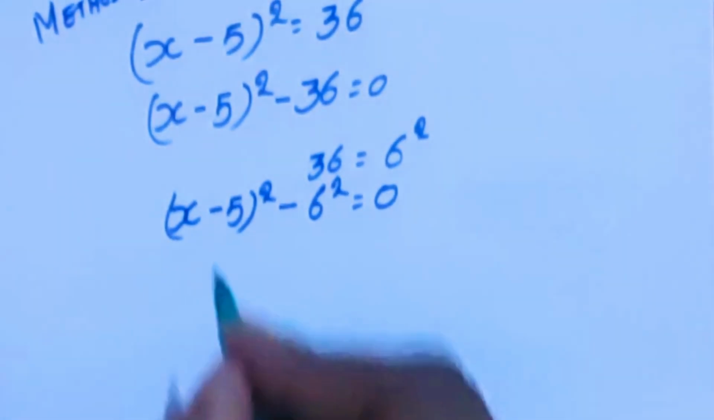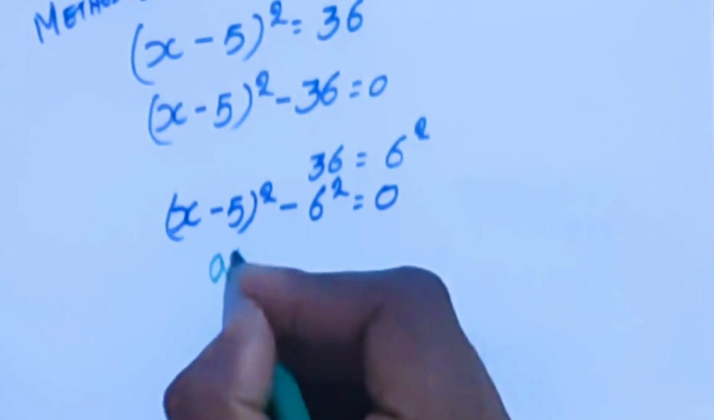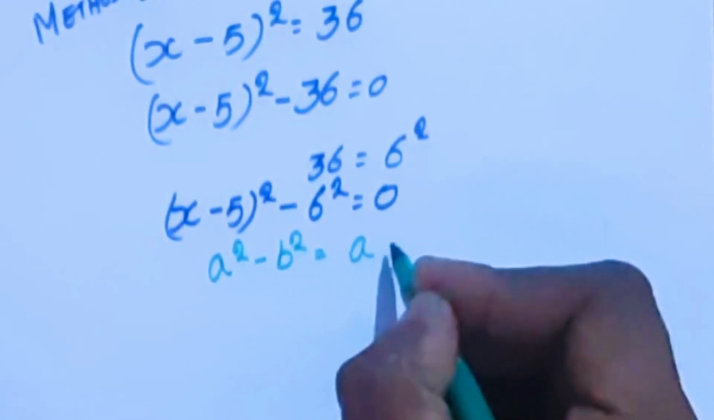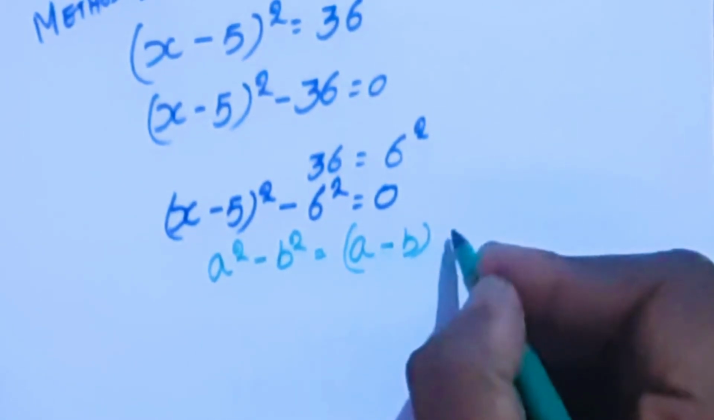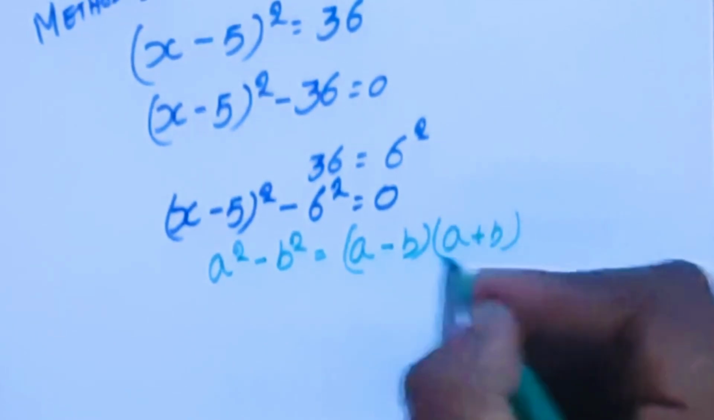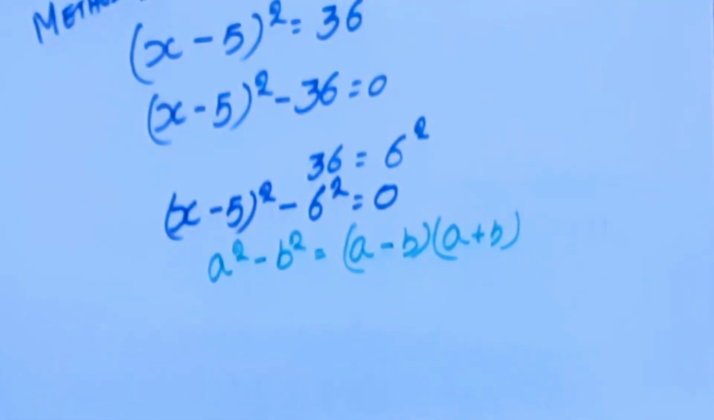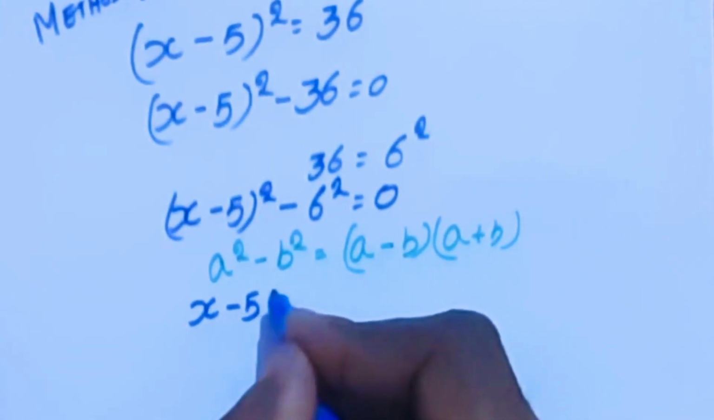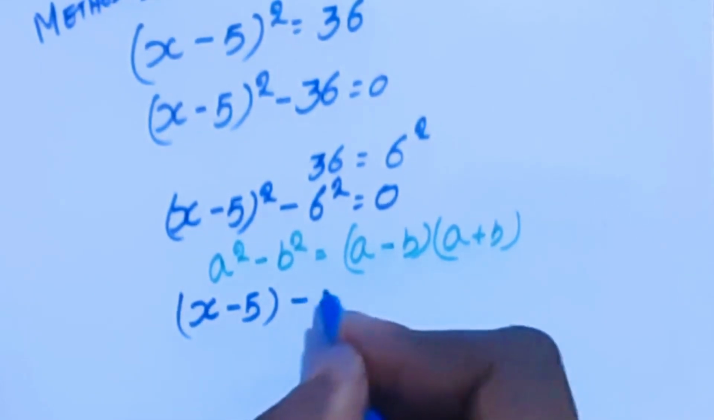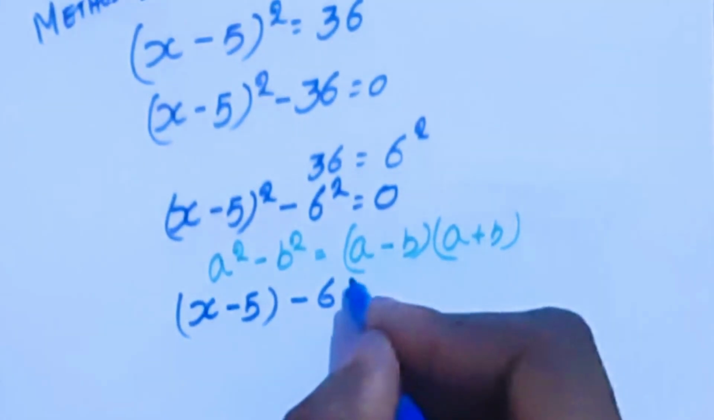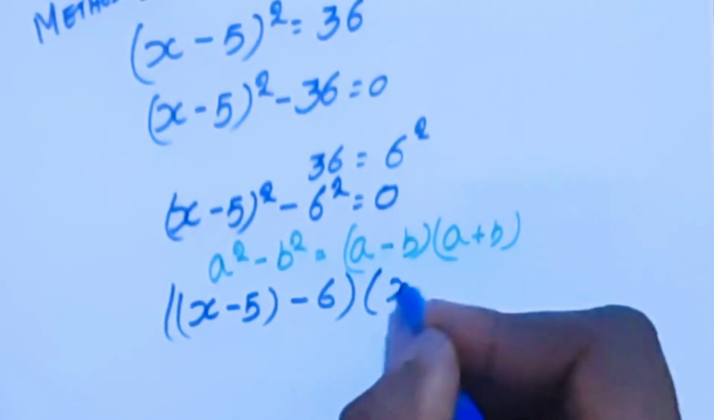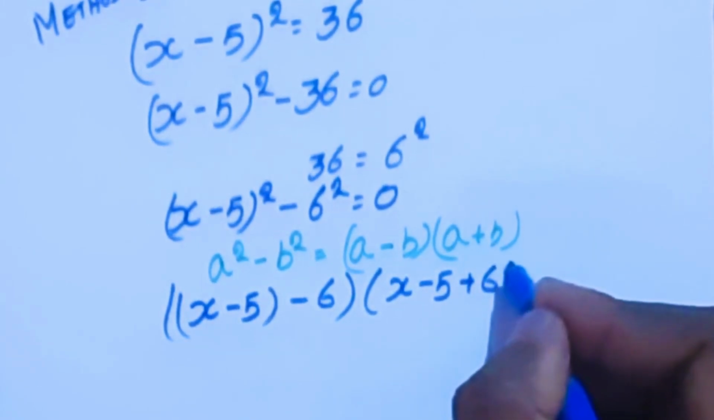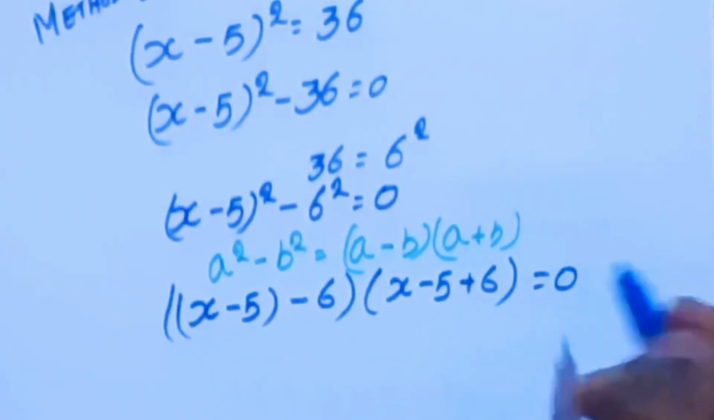Here we are going to apply this algebra formula, that a square minus b square equal to (a minus b)(a plus b). This formula we are going to apply here. So we will get (x minus 5 minus 6)(x minus 5 plus 6) equal to 0.